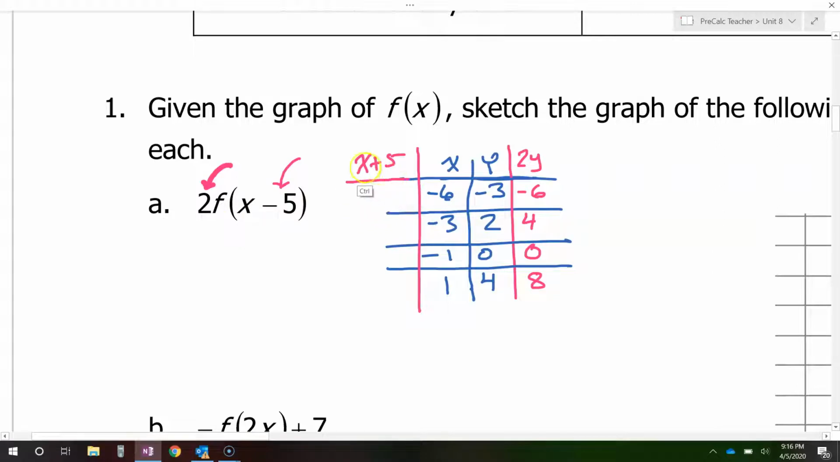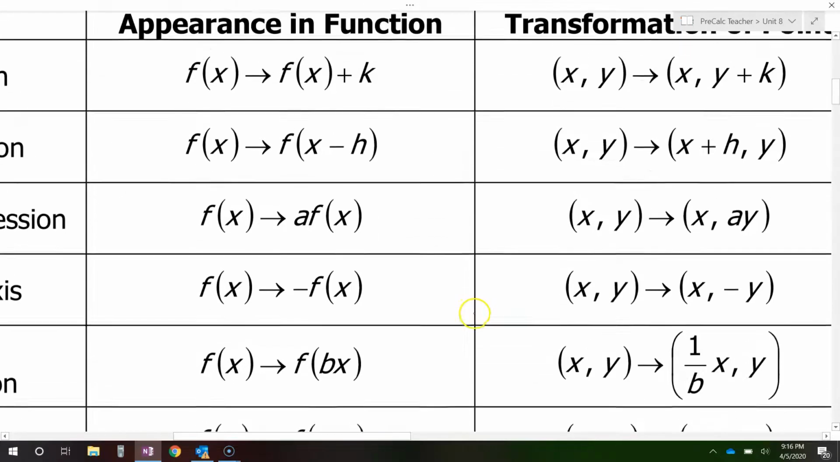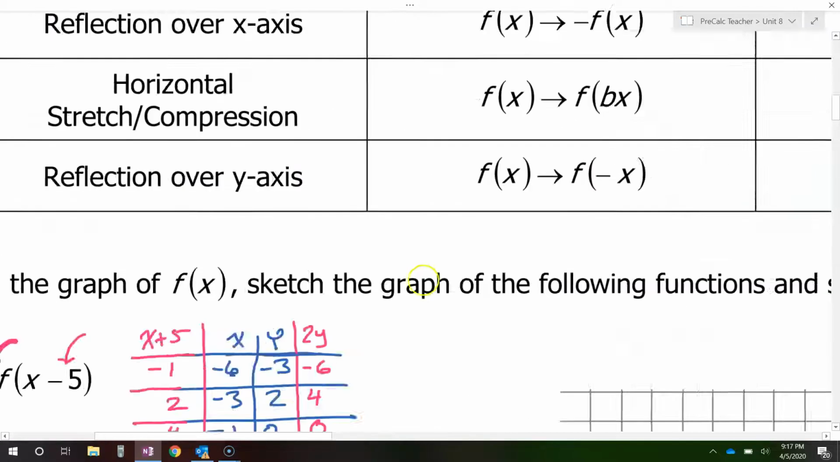So we're actually going to add 5 to this, and that's going to give us -1. And adding 5 again will give us a +2. Adding 5 right here is going to give us a +4. And adding 5 right here is going to give us 6. And this goes right in line with our introductory chart here. If we have x minus h, look what we do. We actually do x plus h. So I'm doing exactly what it says on the chart.